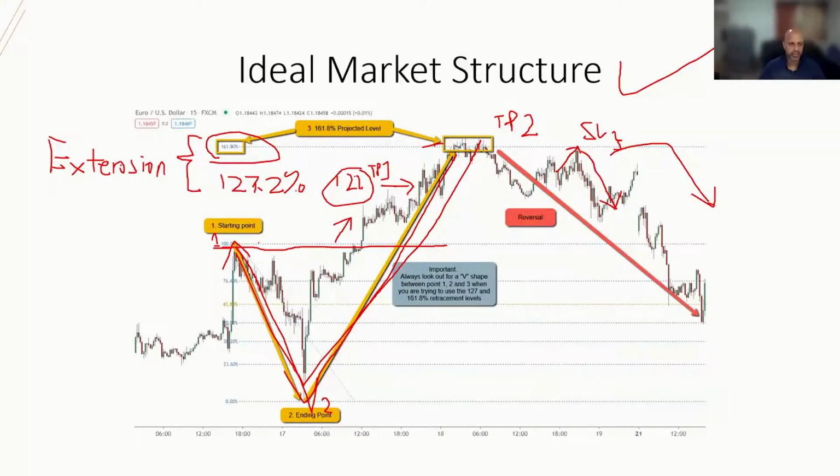So you can see how the extension levels can be used to identify potential take profit zones to the upside. Once it hits the 161.8% Fibonacci extension and starts to pull away, you can also consider initiating a short trade idea where you put the stop loss slightly above the 161.8% Fibonacci extension.